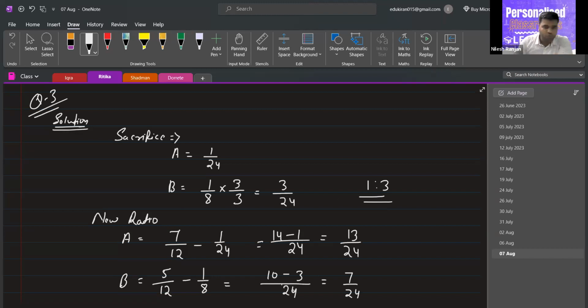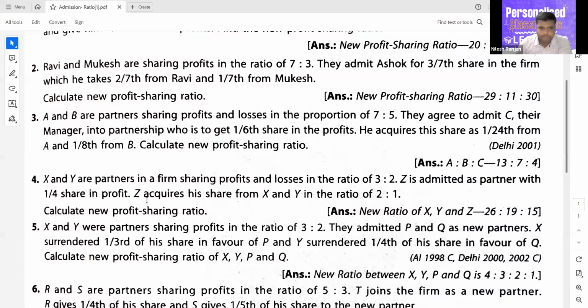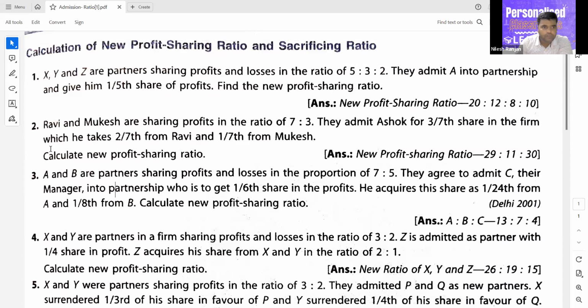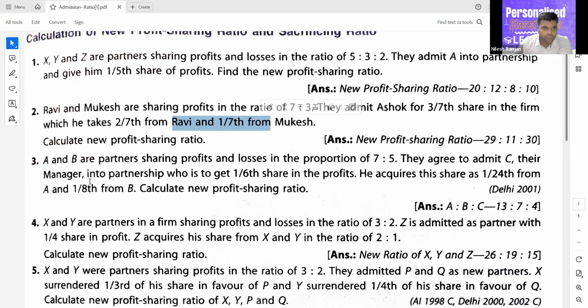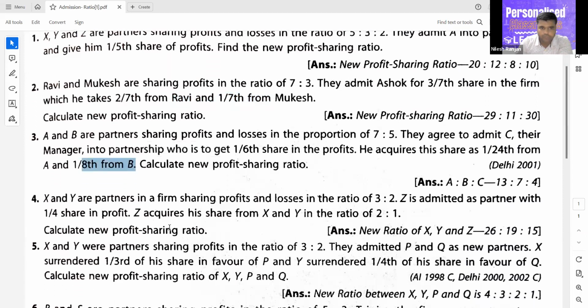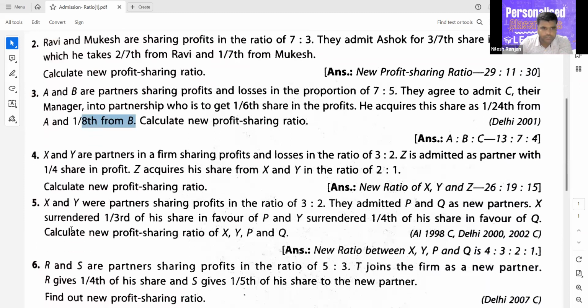Now there is one more question. I told you there are 2 cases in case 3. I have to find his share. One from Ravi, one from Mukesh, 1/8 from B, 1/4 share.